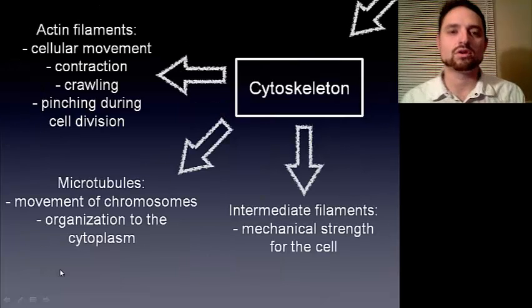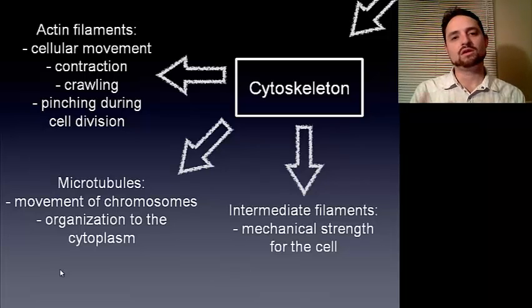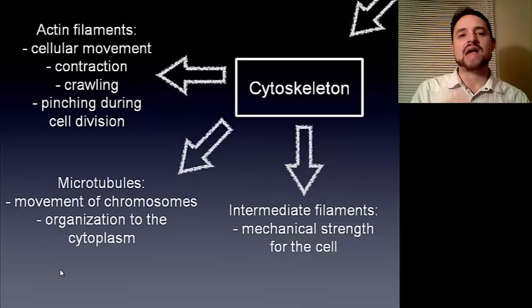So the final area right here, if you're getting lost, this is cell structures, and here is cytoskeleton. This is the final thing that we're going to look at. There's three types of cytoskeleton. This is probably a new thing for you that are in Bio 2 that you haven't touched on much. This is actin filaments: cellular movement, contraction, crawling, pinching during cell division, all come from cytoskeleton molecules called actin filaments.